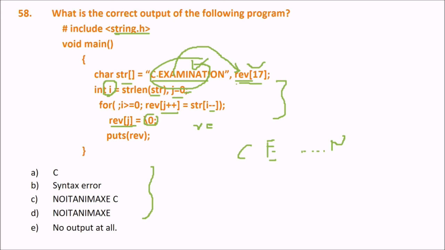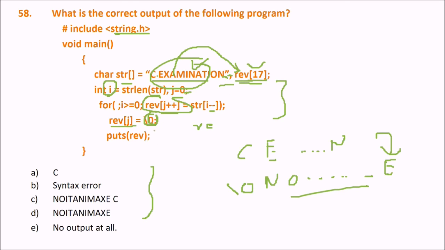So what will be done? Last is slash 0. So when we reverse it, first will be slash 0, then we start with N, then O, then dots, then there is a space and E. So the reverse of this will be there in REV, this character array.